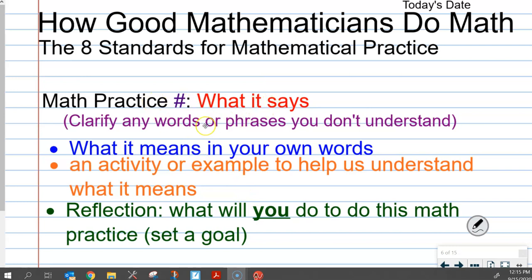We'll take a minute and we'll clarify any words or phrases that you don't understand, and that's going to be really helpful today. After we know what those words and phrases mean, then we'll put it in our own words, and then we will do an activity or an example to help us understand this. At the very end is when we will have a reflection where you are going to write down what you will do. Before we get started on math practice 3, let's review.